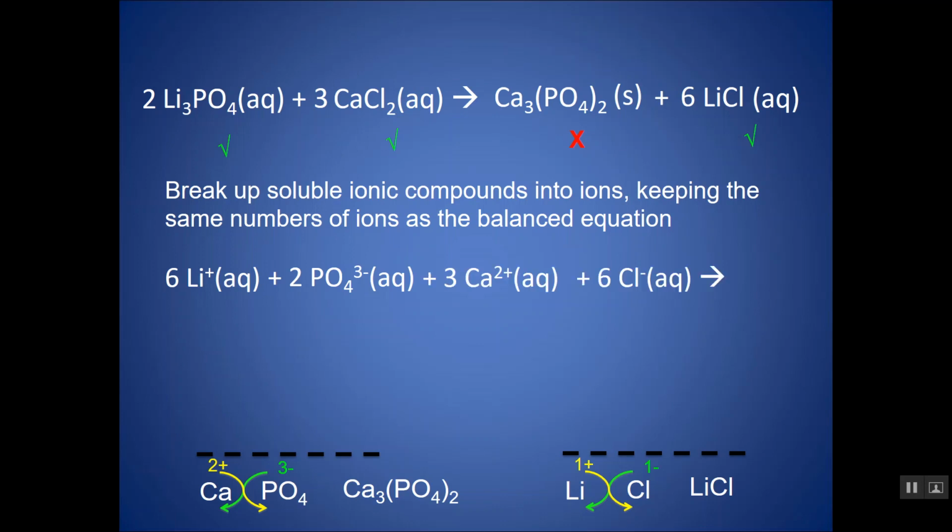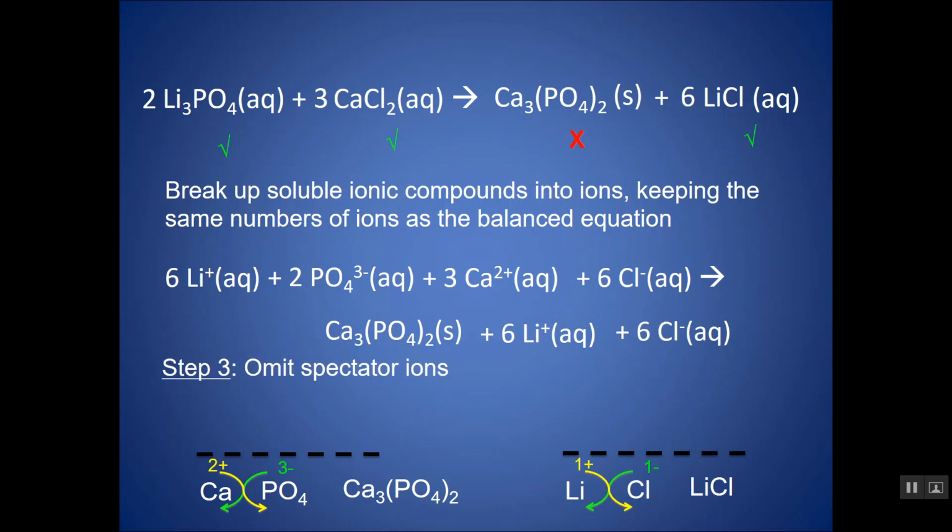The next breaks up into 3 Ca2+ and 6 Cl-. Carry down your precipitate exactly as is. We are not breaking it up. And the last breaks up into 6 Li+ and 6 Cl-. Let's cancel anything out that appears on both sides. Li+ appears on both sides. There's 6 and 6 of each. And the same thing happens with the Cl-. We call those spectator ions.